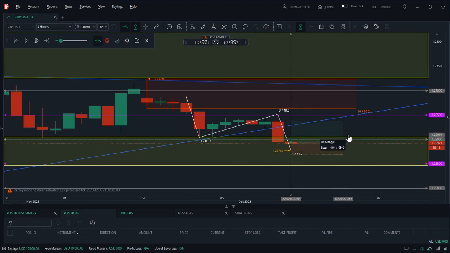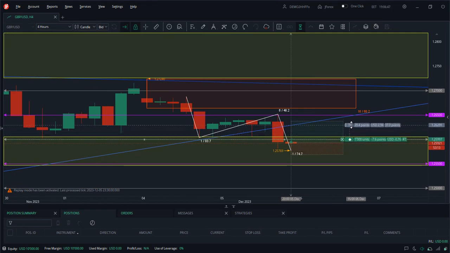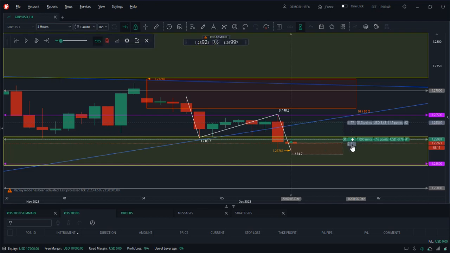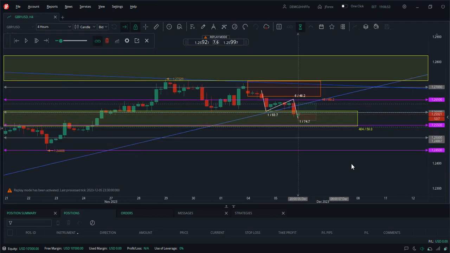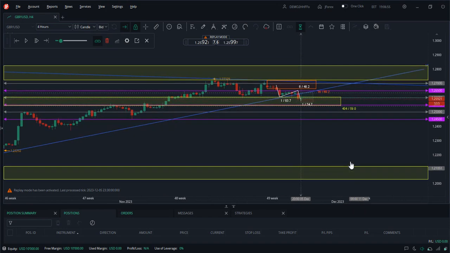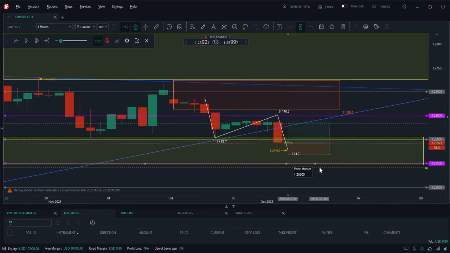So this is my buy TP. I take it up. Let me see. My stop loss will be below this zone. That is my stop loss, right?